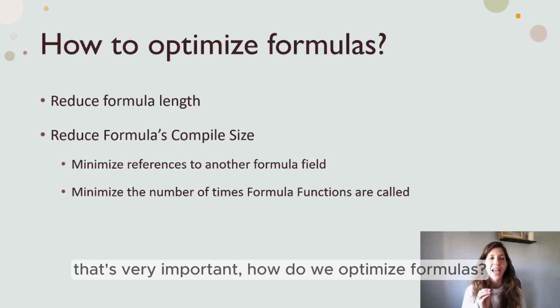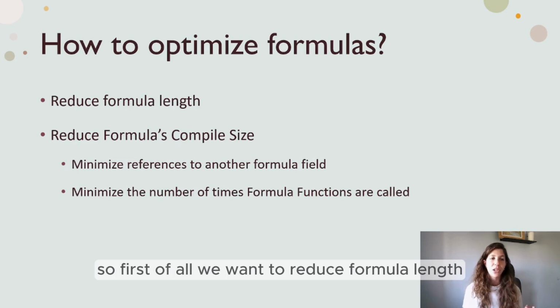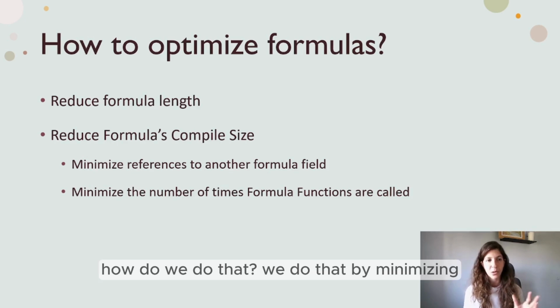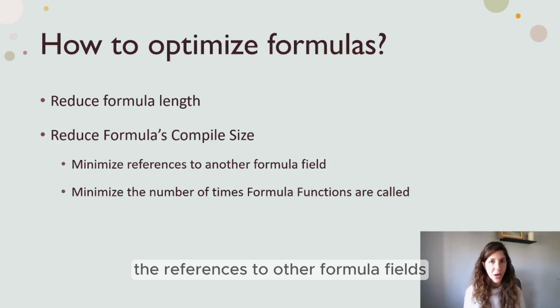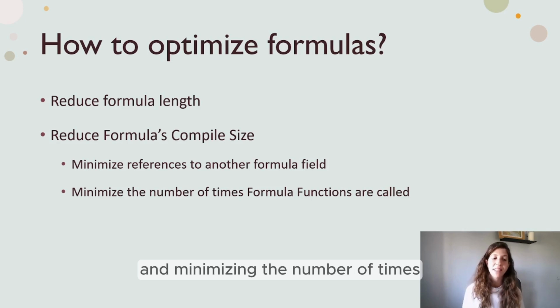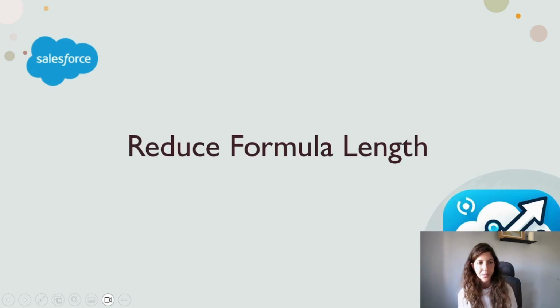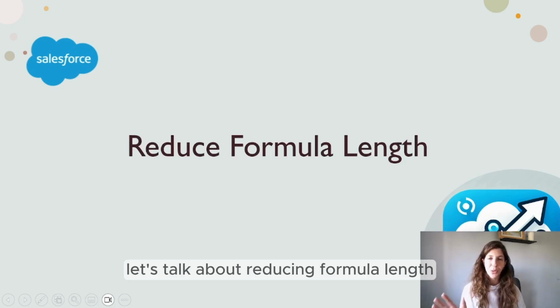That's very important. How do we optimize formulas? So first of all, we want to reduce formula length, and then we want to reduce formula compile size. How do we do that? We do that by minimizing the references to other formula fields and minimizing the number of times formula functions are called. Let's talk about reducing formula length.